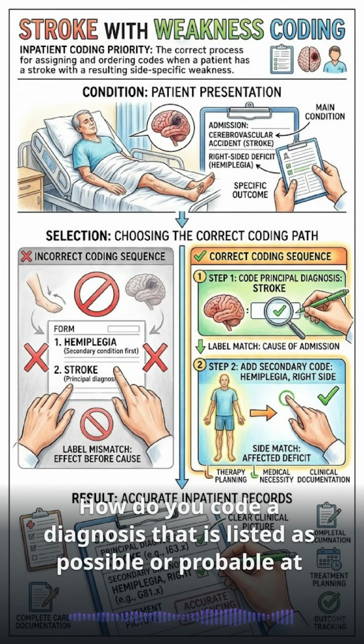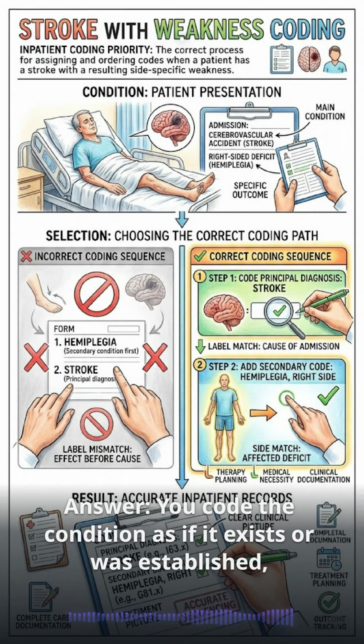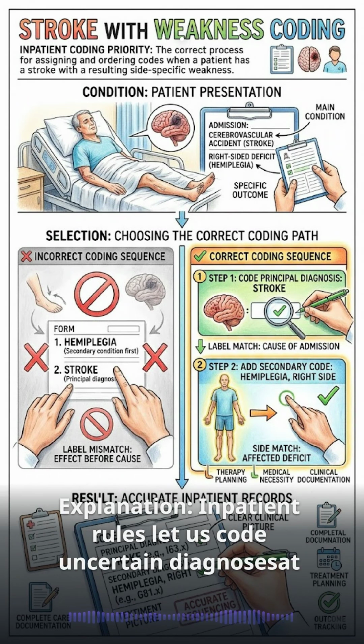5. How do you code a diagnosis that is listed as possible or probable at the time of discharge? You code the condition as if it exists or was established, according to the inpatient coding rules. Inpatient rules let us code uncertain diagnosis at discharge, which is very different from the outpatient coding rules.